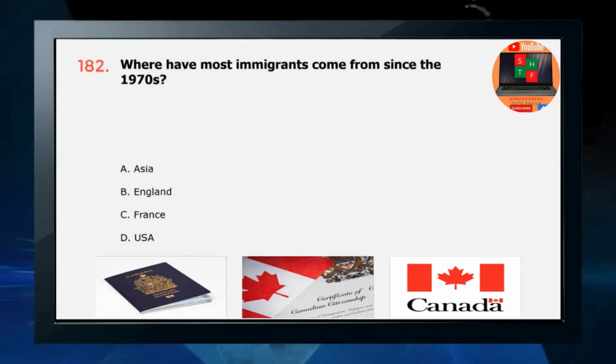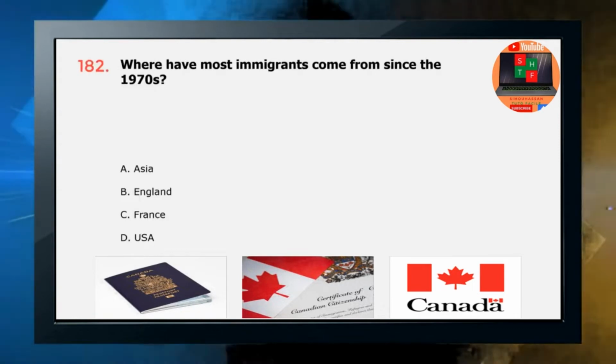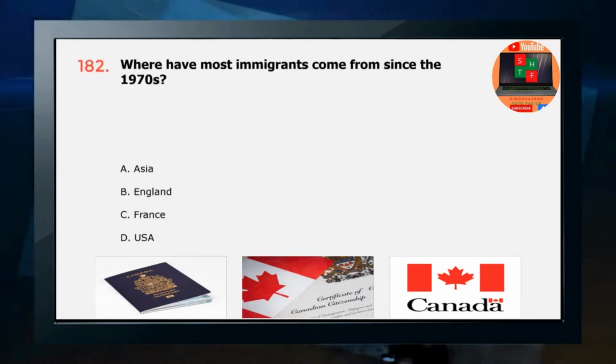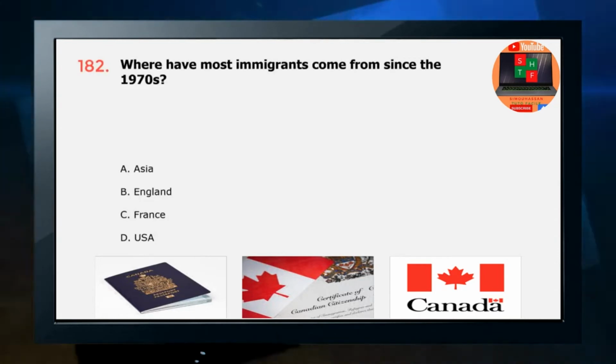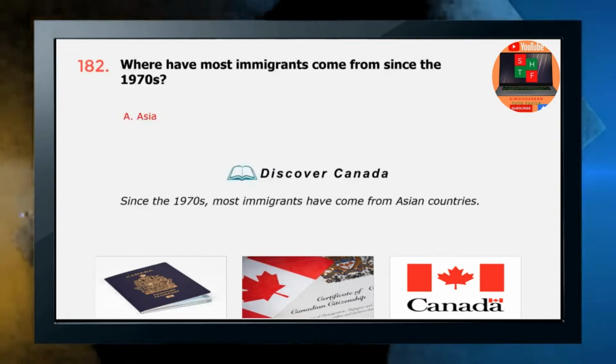Question 182. Where have most immigrants come from since the 1970s? A. Asia. B. England. C. France. D. USA. The answer is A. Asia.